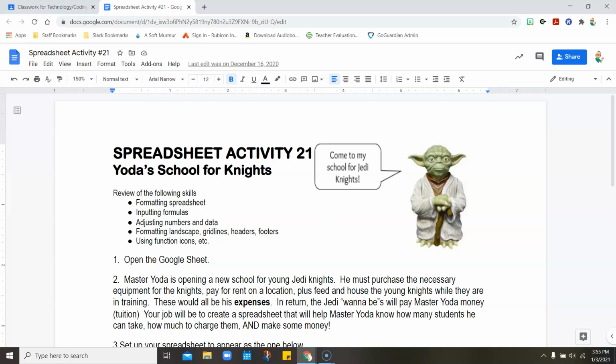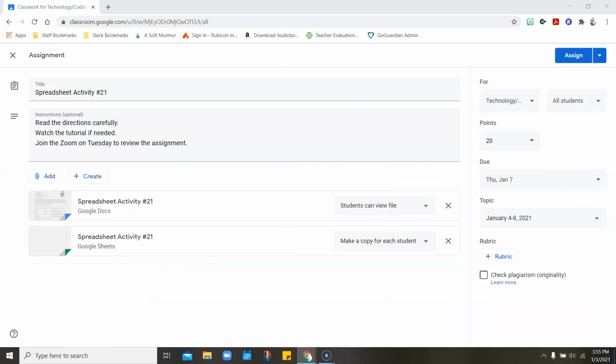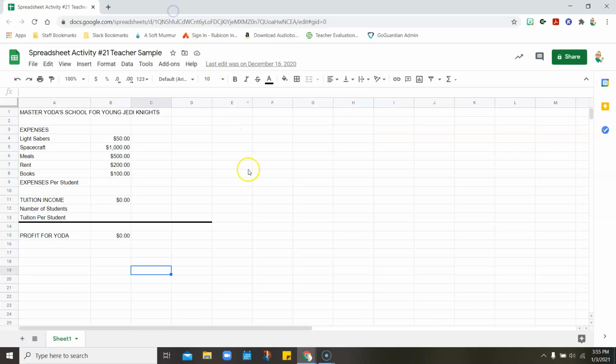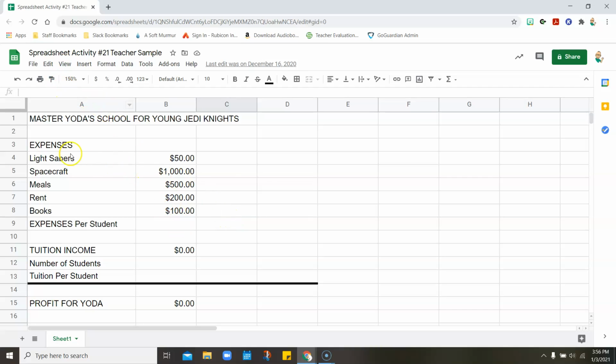Okay, so let me show you what the spreadsheet will look like once you have it set up. So I'm going to move this over here, and I'm going to move my spreadsheet in here. I have the spreadsheet set up just like it was up on the page, and I have the prices already put in here. I have the tuition income, which is B13. So it's going to be B12 times B13. So the number of students times how much they each pay in tuition is going to be this number. And then the profit, the formula is B11 minus B9 times B12. That is taken directly from step number 7.